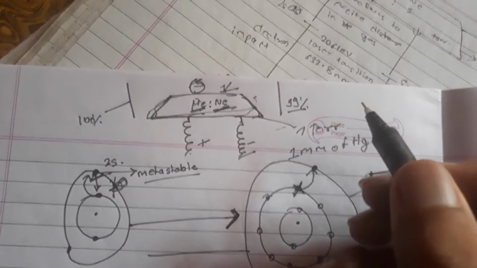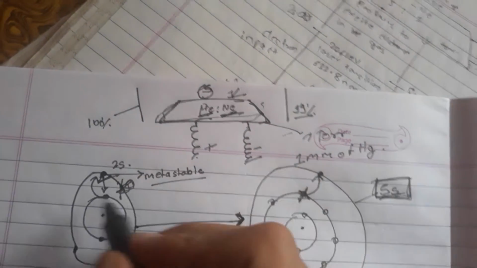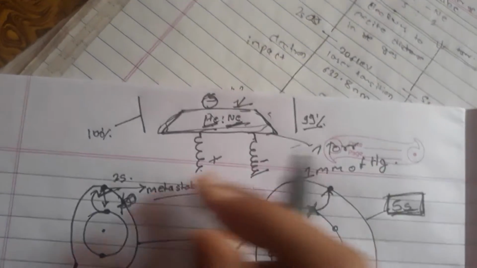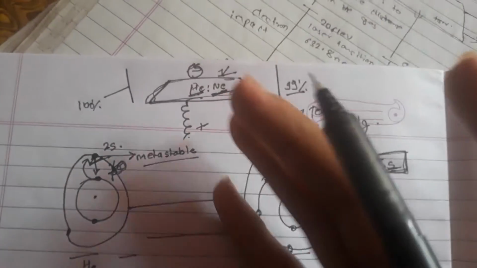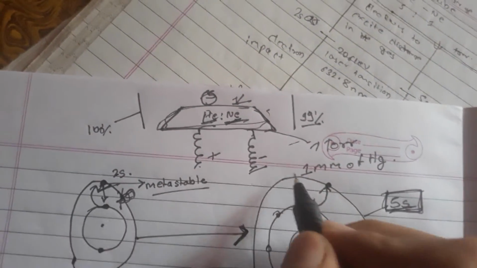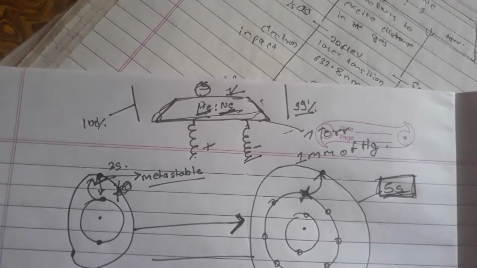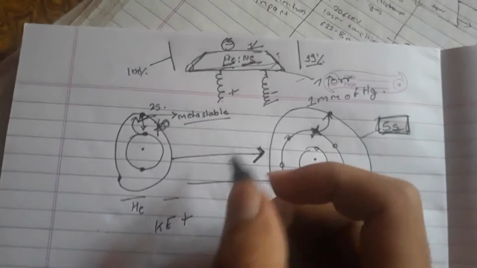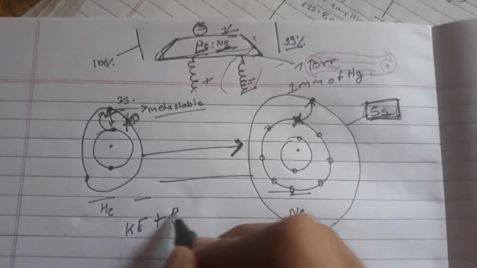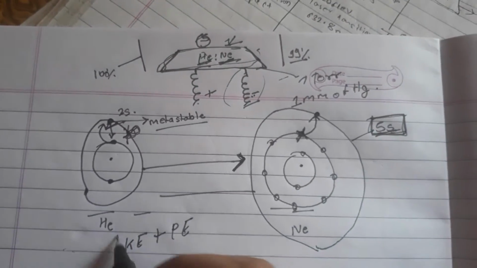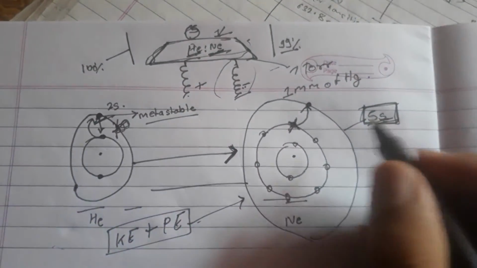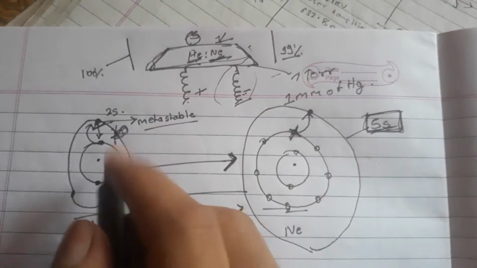Why? Because gases are moving in random directions, and when helium moved in a random direction, it had some kinetic energy as well. So the kinetic energy of this gas plus the energy it got from this potential, let's call it potential energy, both are transferred to the neon atom. So the neon atom has a little bit more energy than this.